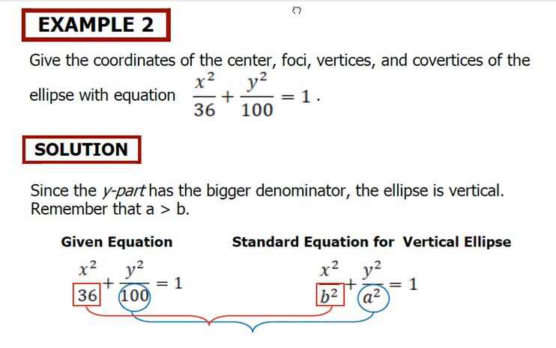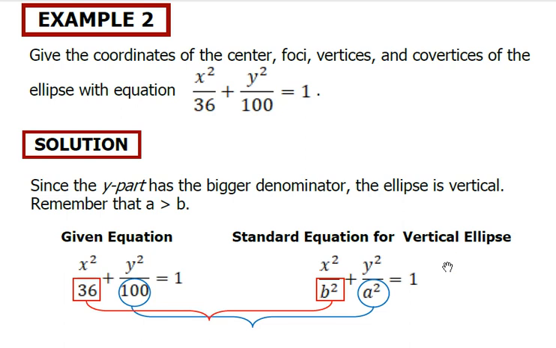Moving on to example 2. Example 2 discusses the standard equation for a vertical ellipse. It highlights how to detect that a given equation is an equation of a vertical ellipse. As it says in the generalization earlier, the y part is bigger than the x part. In this case, y is 100, the a squared part, and this is the b squared, 36. Okay.